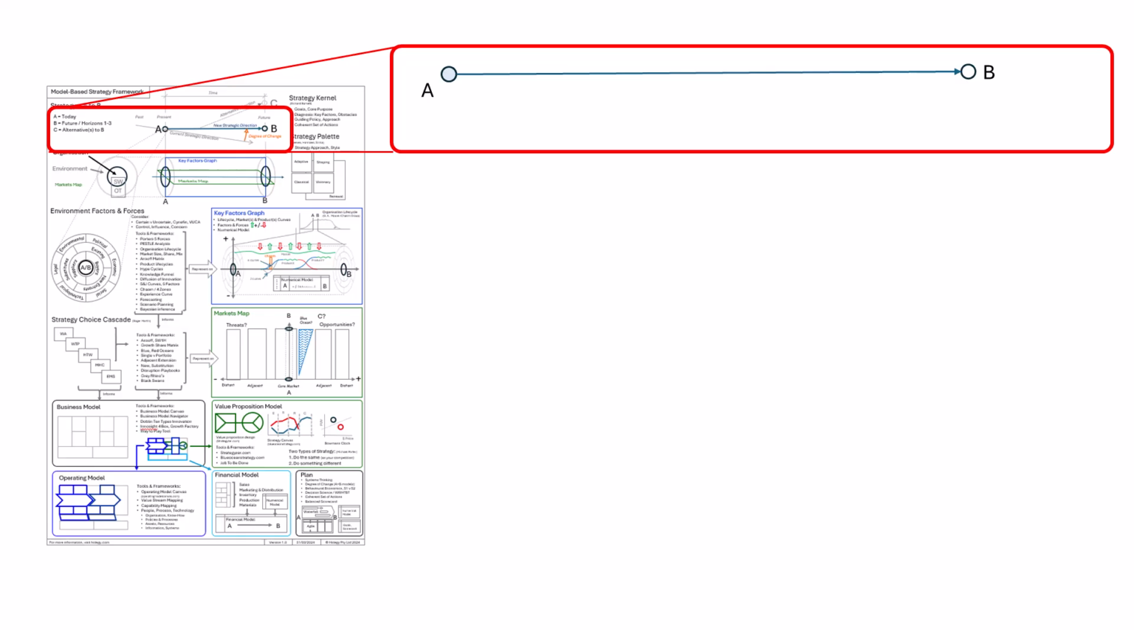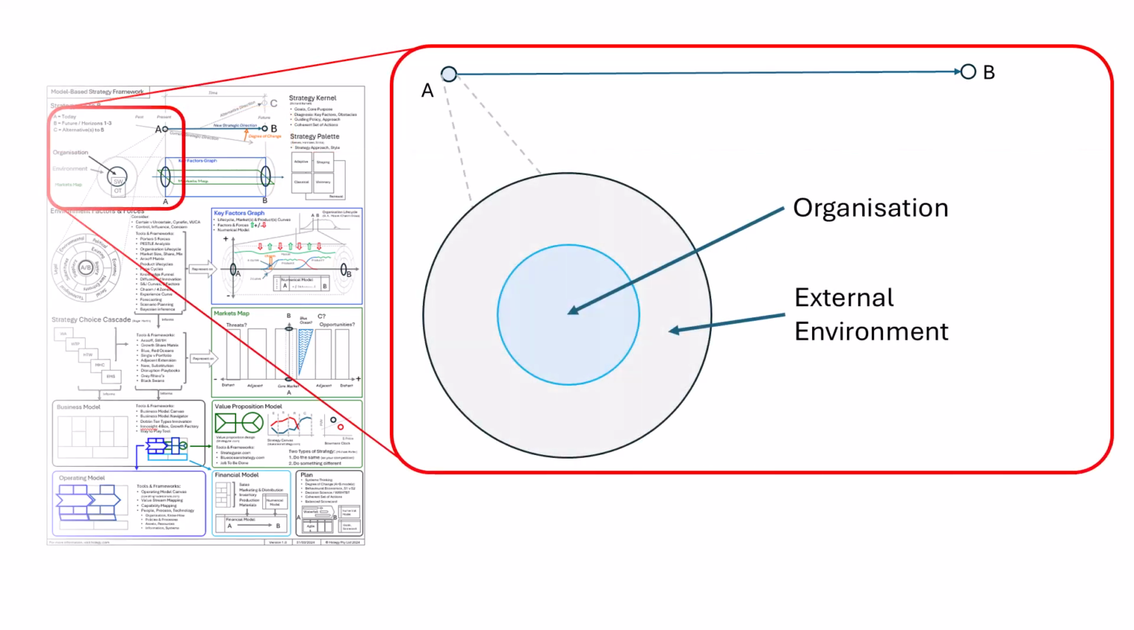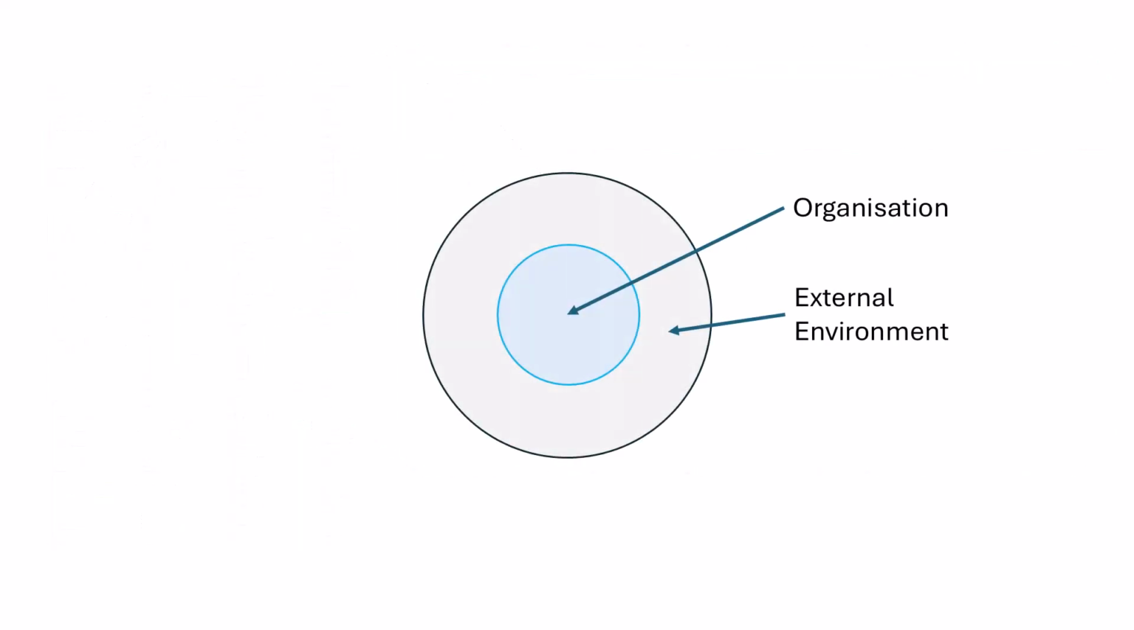The simple definition of strategy is quite abstract, so the first step is to add more detail by zooming in on point A. Here I use the middle circle to represent your organization, and the outer one represents the external environment in which your organization operates. So now we can overlay our first optional strategy tool.